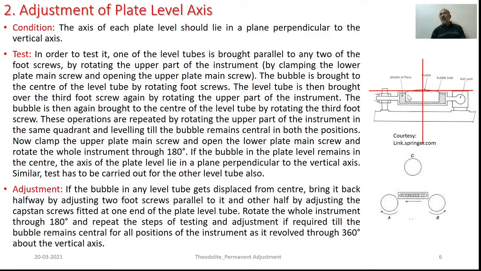So as we reassess, as we re-perform this particular test, for initial position and second position, the bubble should remain at the center of its run only. As we turn the telescope about the vertical axis, so as it attains various positions in the horizontal plane, all the way the bubble should be remaining at the center of its run. If so, the adjustment is in order. If not, we need to readjust the equipment.